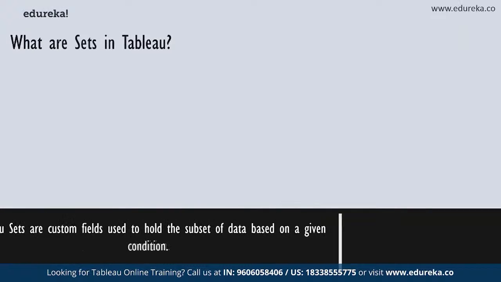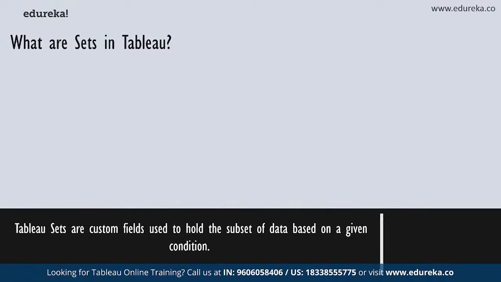So what are sets in Tableau? Tableau sets are basically custom fields which are used to hold the subset of data based on a given condition. In real time, you can create a set by selecting members from the list or from a visualization. You can also do the same by writing custom conditions or selecting top or bottom few records in a measure. So basically, a Tableau set is a field which holds certain parts of your data to which you can apply a certain condition. Simple? Now there are two kinds of sets that you can create in Tableau.